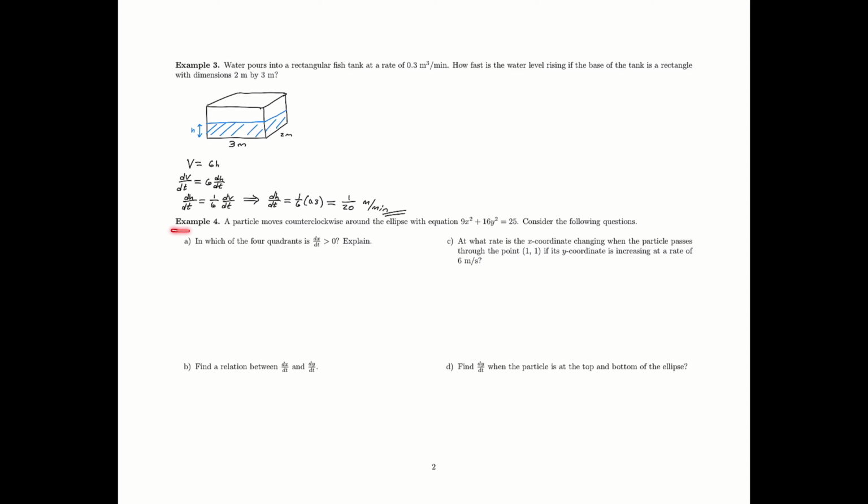All right, in this example, example 4, a particle moves counterclockwise around the ellipse with equation 9x squared plus 16y squared equals 25. And we've got some questions here. Since we're told that this is an ellipse, ellipses in general can be anywhere. They can be elongated in any direction. They can be centered at the origin or not.